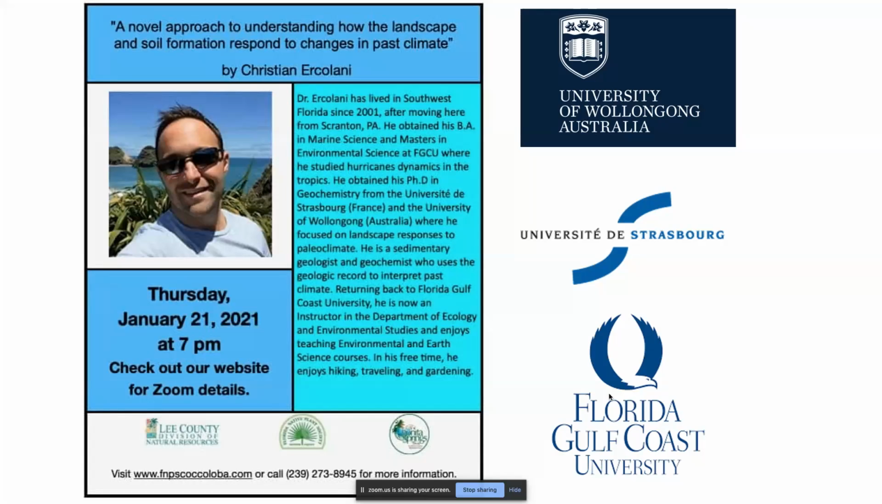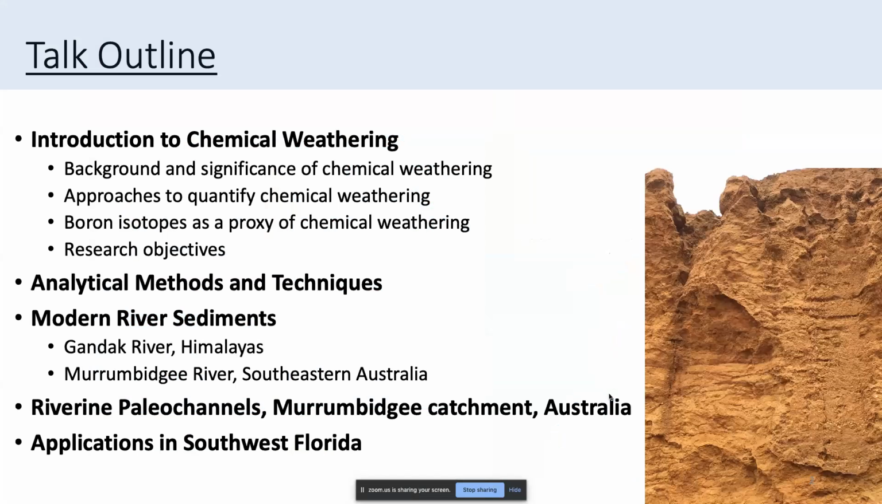So let's just have a quick look. I'll introduce chemical weathering because that's the basis of the talk. Soil is formed through chemical weathering. So we'll talk very briefly about the background and the significance. And then there's some classical approaches that are typically used to quantify chemical weathering, which is a pretty difficult process. And my proxy was boron isotopes. And I'll explain why I'm using boron and where it comes from. And that's my approach.